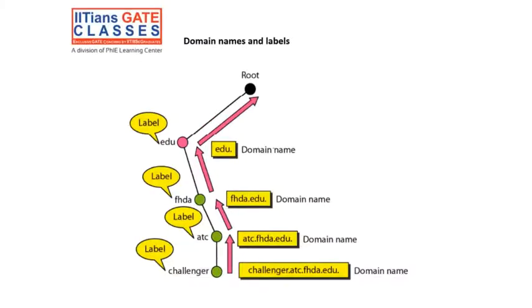How do we represent labels? What are the labels? This is your root. From root, let's say you came to the education server, edu. So edu is a label for the domain name. Again, inside edu we have FHDA. That is another label, and this is also a domain name.